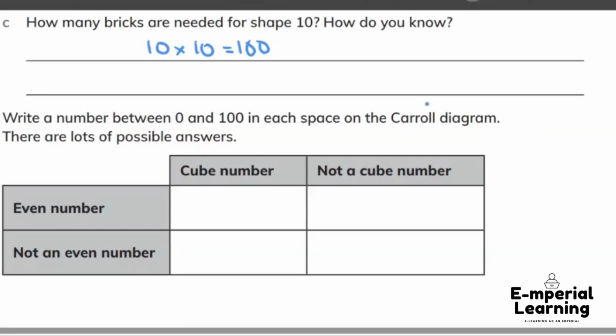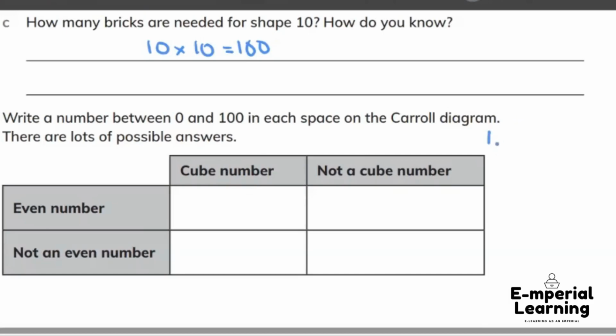Number 9 says write a number between 0 and 100 in each space on the Carroll diagram, and there are a lot of possible answers. Per this instruction, we can get different answers for each section, but we are just to put a number there, any number at all. We have even numbers, not even, cube and not cube. Let's start with cube, just because even numbers are very common.